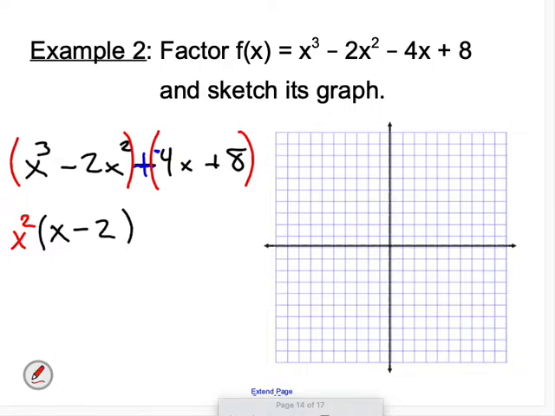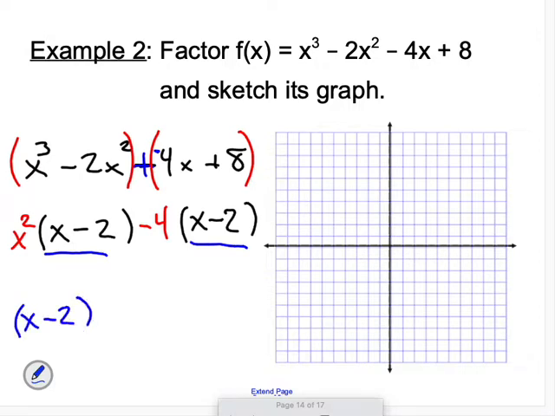Now, when I factor my second group here, whatever I factor out, I want the corresponding factor to be x minus 2 again. So for that to occur, I need to factor out a negative 4. And that's going to leave me with x minus 2 now. Last step of factor by grouping, there's still two terms on the board. Both terms contain an x minus 2 as a factor. So I'm going to now factor x minus 2 out of the two terms there. What I'm left with is x squared minus 4.